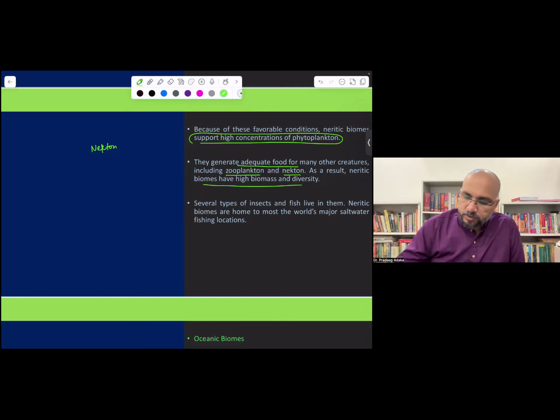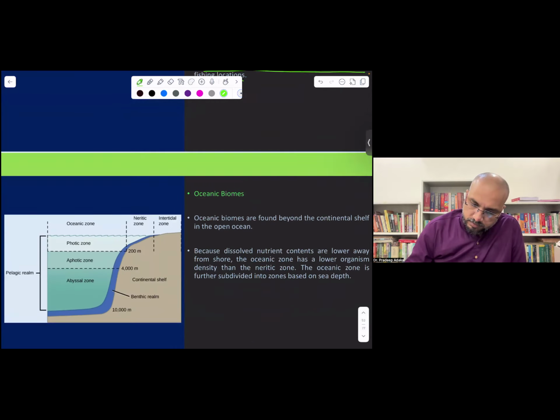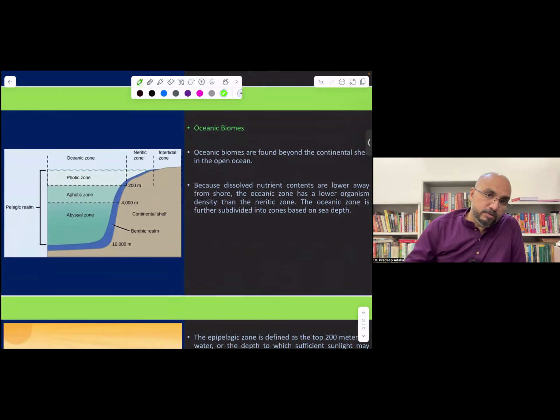Okay. So neritic biomes are home to most of the world's major salt water fishing locations. These are rich in nutrients, so plant growth, plenty of planktons will be there, so they can support other forms of life. So fishes thrive in this zone. So that was your neritic biome on the continental shelf. Beyond the continental shelf, you have your oceanic zone.